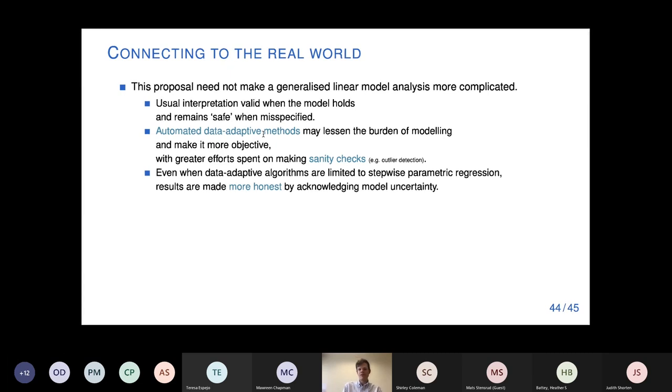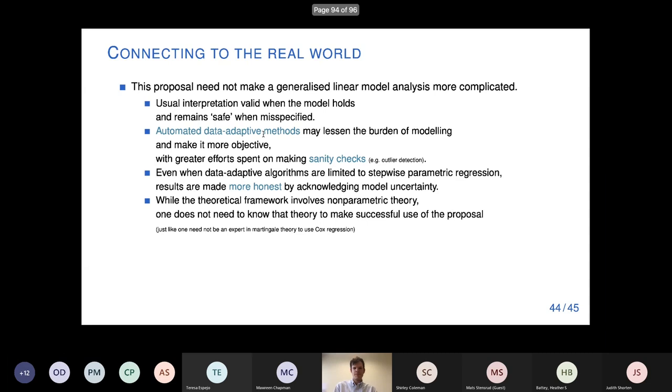Even when data adaptive algorithms are limited to stepwise parametric regression, and one is not interested in bringing in more black box learners, our framework, I think, is still very useful here because the resulting standard errors are going to be much more honest by acknowledging the model uncertainty that comes in the selection process. While the theoretical framework that I've discussed in this second part of the talk involves nonparametric theory and perhaps more complex ideas from functional analysis and so on, this doesn't necessarily mean that one needs to know the theory in order to make successful use of the proposal.